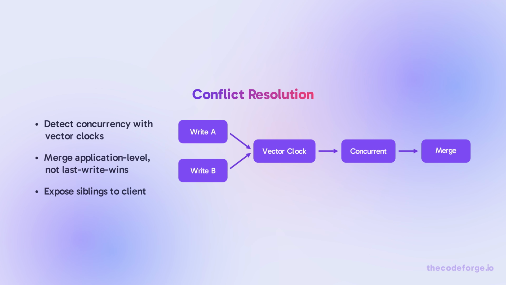When vector clocks detect concurrent updates, don't use last write wins with physical timestamps. Instead, merge at the application level. For a shopping cart, merge items. For a key-value store, expose both versions to the client.